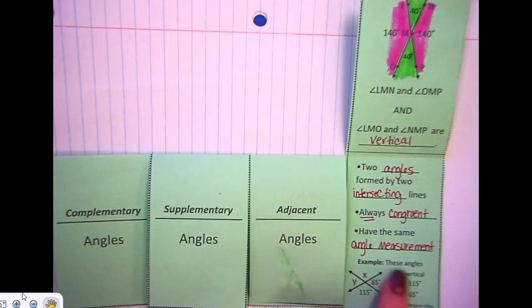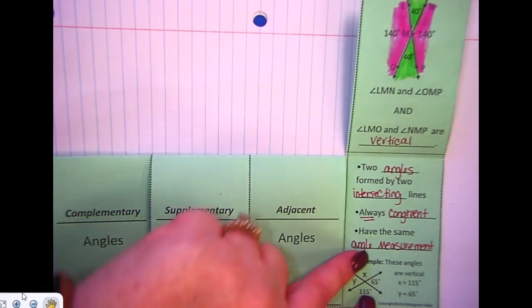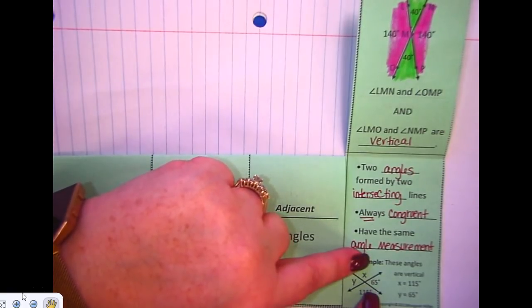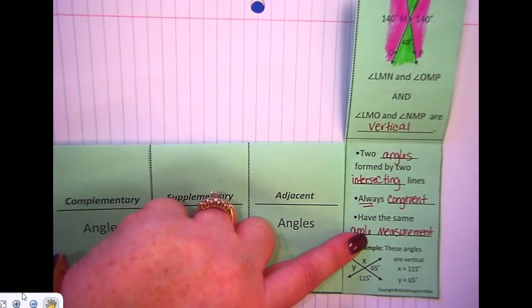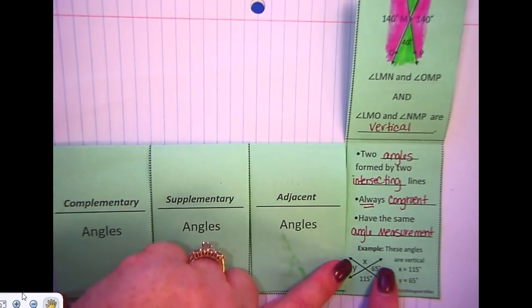So another example down here. These angles are vertical. Angles X and this one. These are X and 115. They're vertical. So if this one's 115 degrees, what's X? What's the measure of X? 115 degrees. Angle Y and this one are vertical. So if this one is 65 degrees, what's the measure of angle Y?